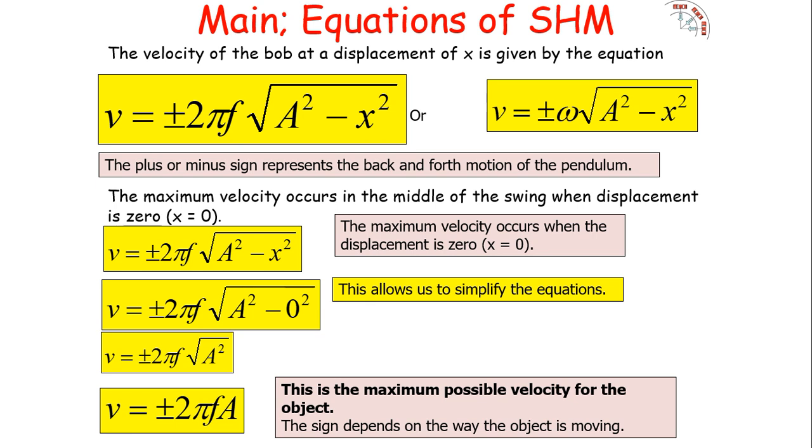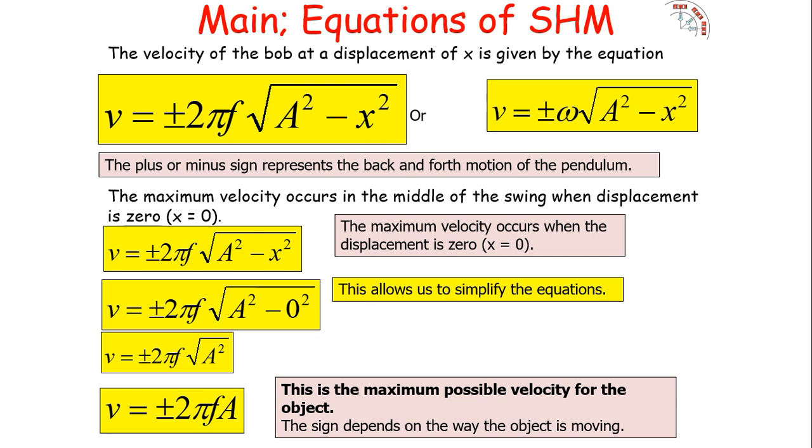So let's pop that into our equation. We now know that x equals 0, so it's going to be plus or minus 2 pi f times the square root of A squared minus 0 squared, which is just A squared. The square root of A squared is A. So the maximum possible velocity for an object is plus or minus 2 pi f times A, the amplitude.